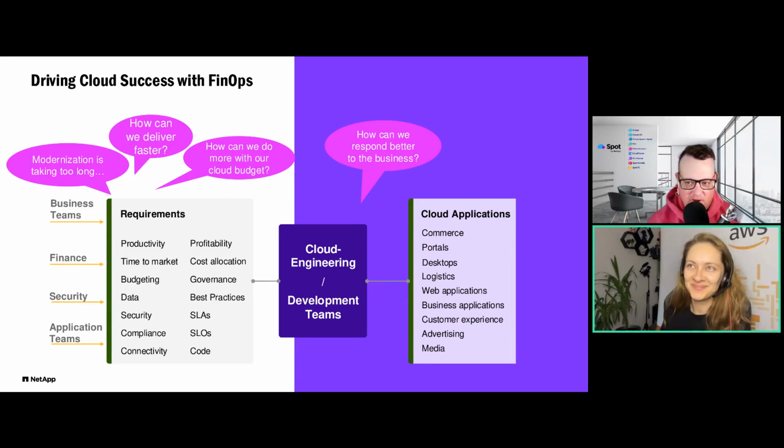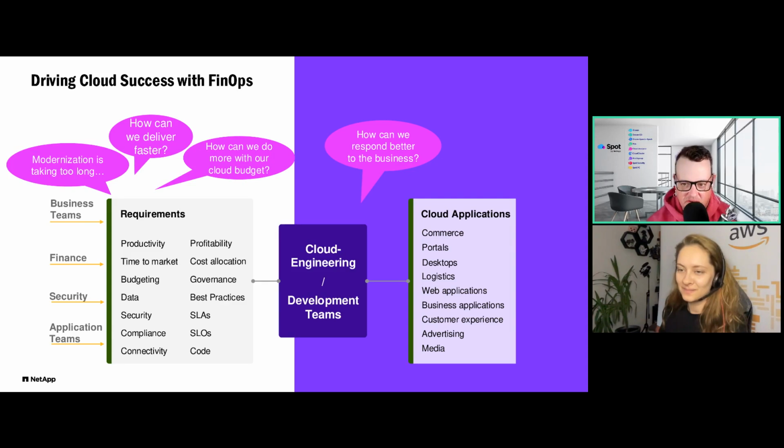Well, let's talk about driving success with FinOps. FinOps is a new word that everybody seems to be coalescing around, right? But what does FinOps really mean? It's similar to DevOps, and it's that collaboration and alignment with the business and ensuring that success.